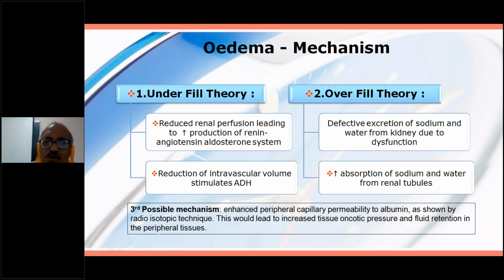And there is a third mechanism also mentioned. There is enhanced peripheral capillary permeability, almost like in dengue. What is happening is that the permeability increases and albumin is lost because of capillary permeability disturbances, just like in a case of dengue or fevers like this. Okay, there are three mechanisms that I mentioned.